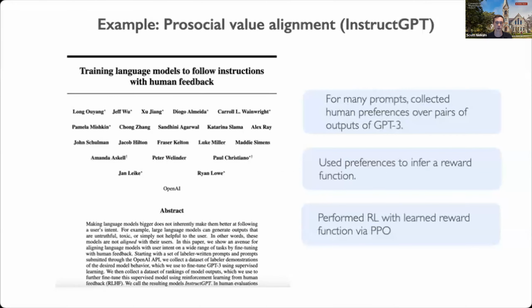This is exactly what was done, for example, in that InstructGPT paper I mentioned. As one part of the paper, for many different prompts, they collected pairs of stochastic outputs from GPT-3. Then they asked people, which of these do you prefer? They used those preferences to infer a reward function, like I just mentioned. And then they took that reward function and performed reinforcement learning on top of it to fine-tune the model.